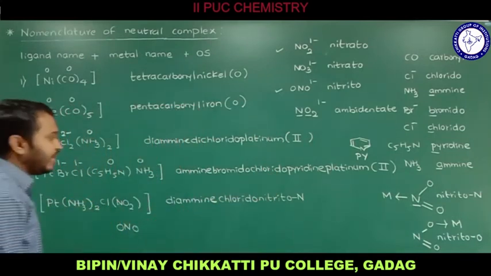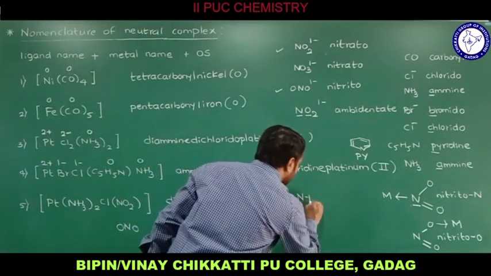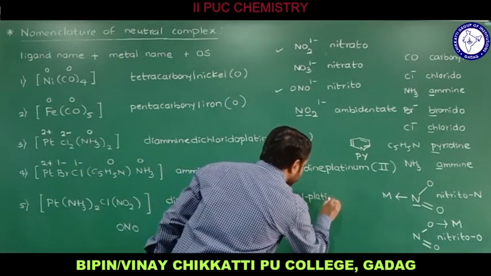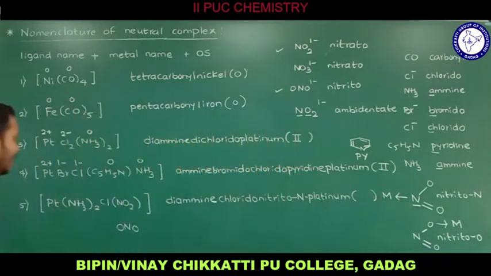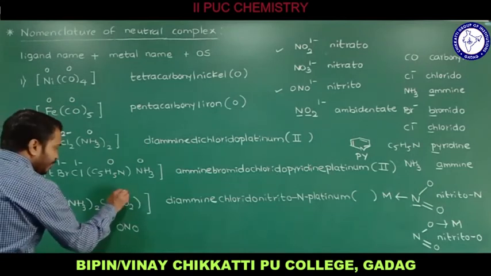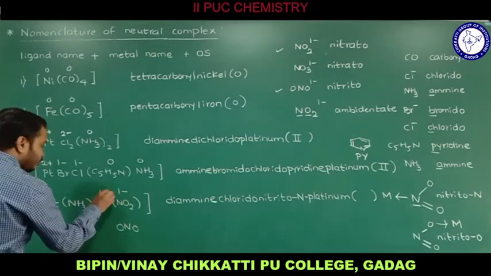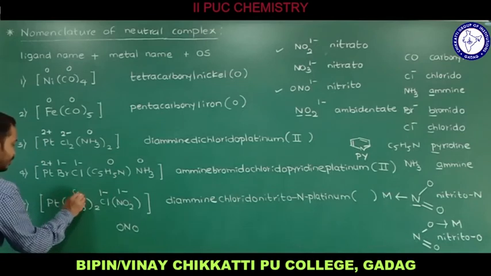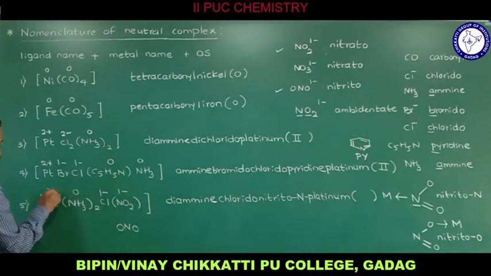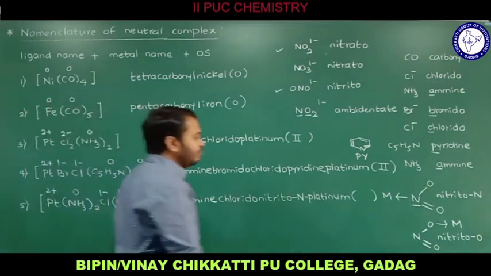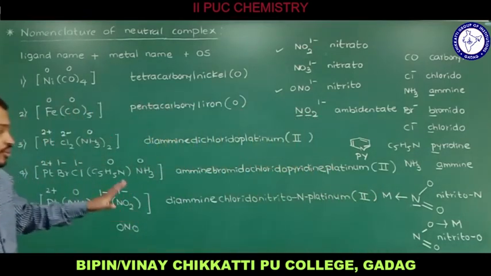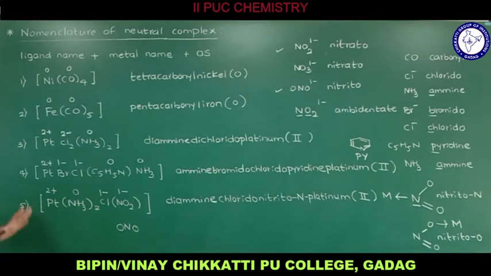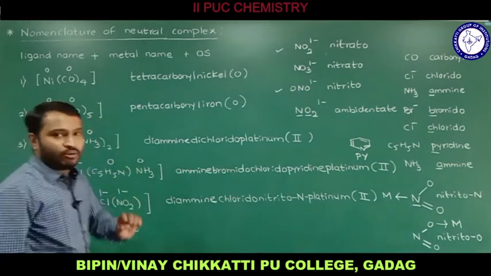Next we have to write the name, so platinum. And in a bracket we are supposed to write the oxidation number. So what will be the oxidation number of platinum? NO2 will be 1 minus, chloride will be 1 minus, and ammonia will be neutral. So 2 minus we have totally, so this should be 2 plus, therefore in a bracket I am going to write 2.